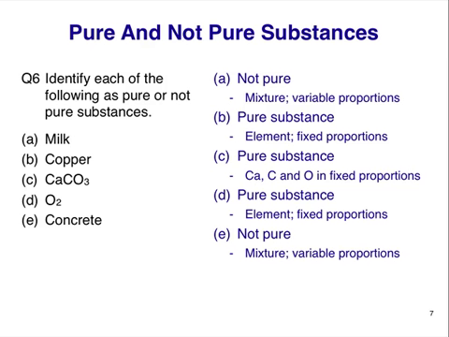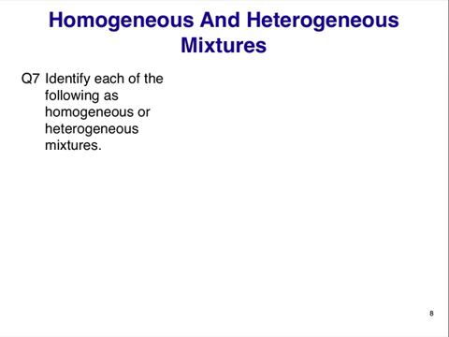Concrete can be made many ways by mixing sand, water, stones, and cement. Since it has a variable composition, it cannot be a pure substance. Let's turn our attention to the two kinds of mixtures we'll meet in this class.